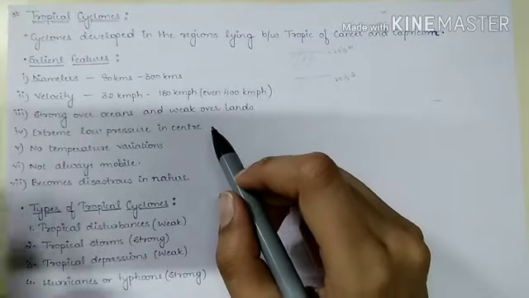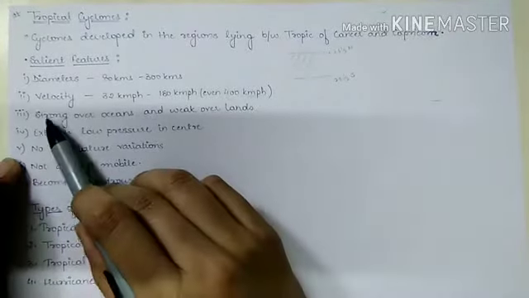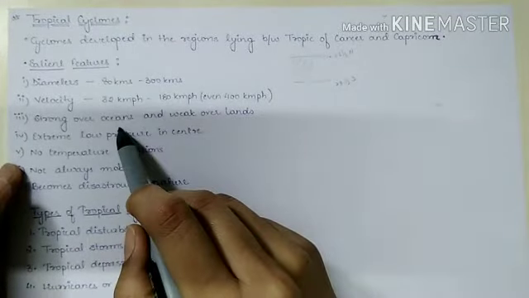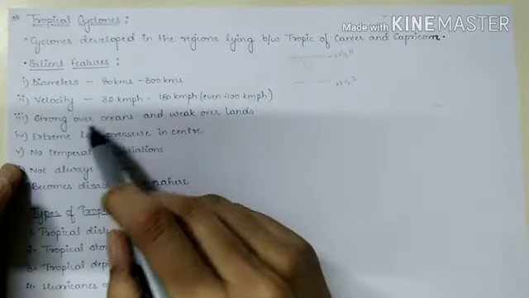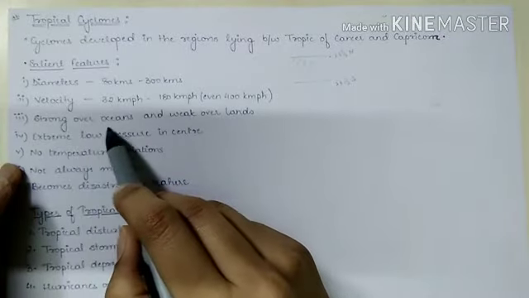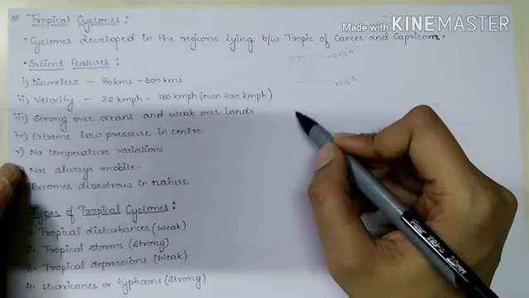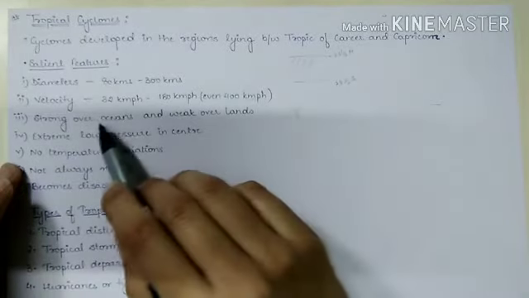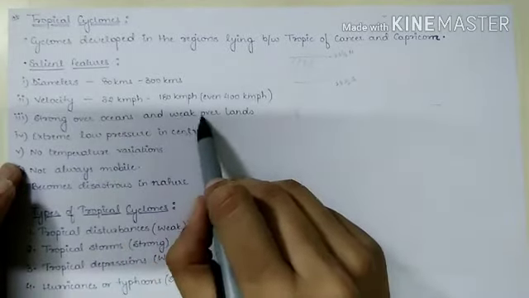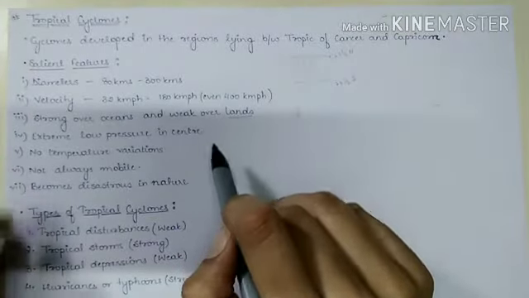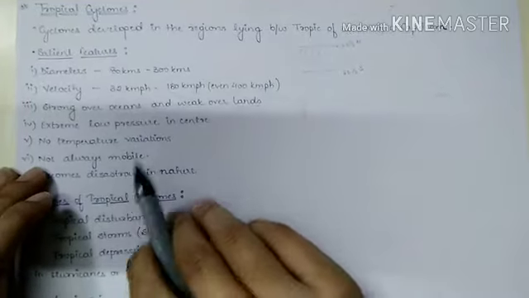These tropical cyclones are strong over oceans. Why are they strong over oceans? Because here we can see a good amount of temperature gradient and pressure gradient. And they are weak over land because they can't get moisture from land.